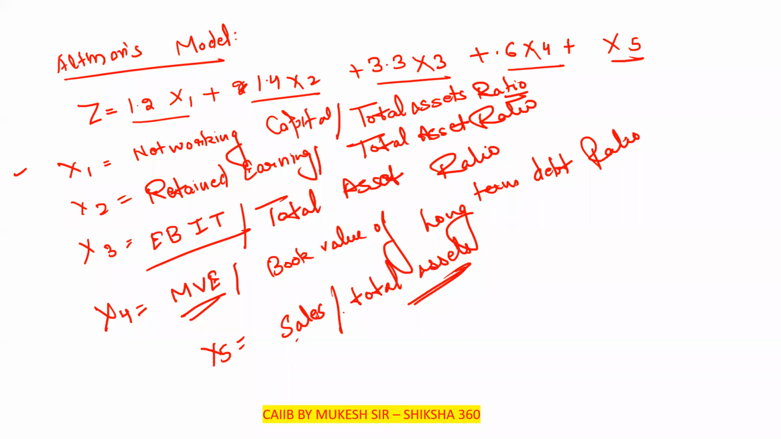So these are the different components under the Altman model. Z is 1.2 x1, 1.4 x2, 3.3 x3, 0.6 x4 plus x5. You have to put all the values x1, x2, x3, x4, x5 here and solve the question. I have already discussed one case study on this, along with 2 to 3 questions, including how to calculate x1, x2, x3, x4, x5.